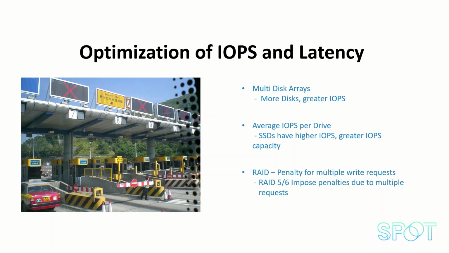Next is RAID. So the application is likely using a RAID configuration for storage. So this means using multiple disks for reliability and redundancy. Some RAID configurations have a significant penalty for write operations. So for RAID 6, every write request requires 6 disk operations, but for RAID 1 and RAID 10, a write request only requires 2 disk operations. So the lower the number of disk operations, the higher the IOPS capacity. We'll talk about RAID a little bit later in the webinar.